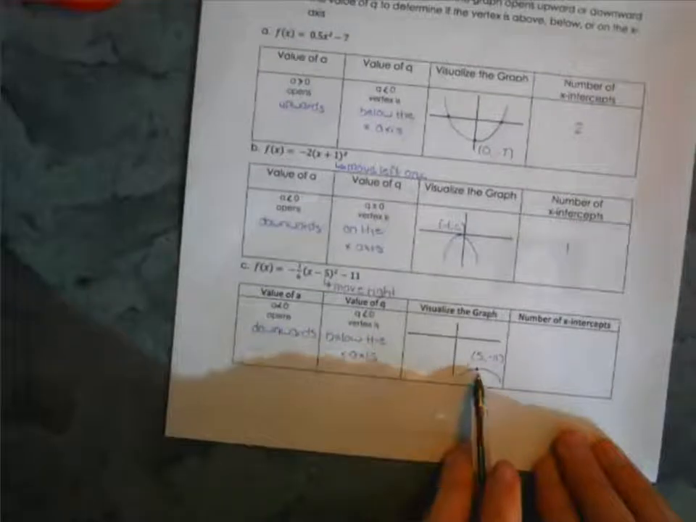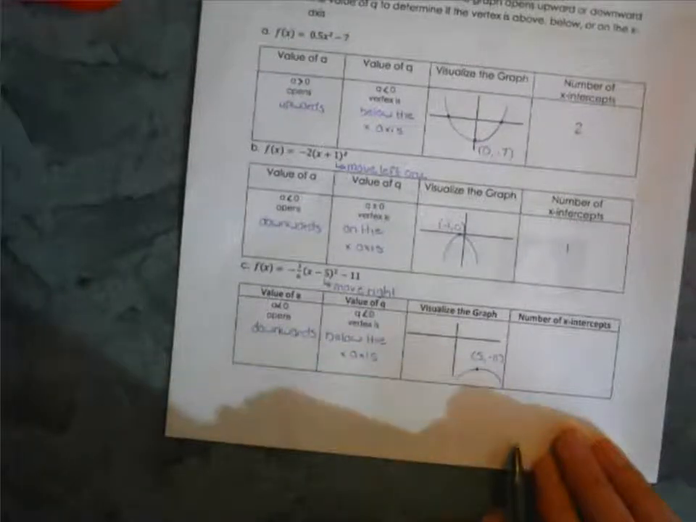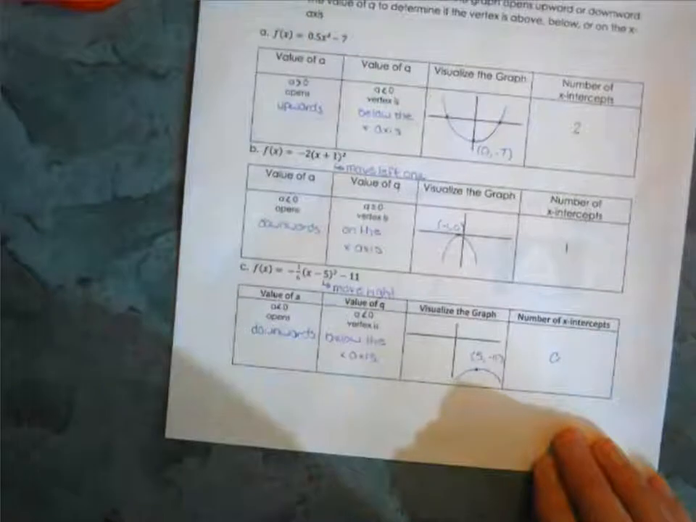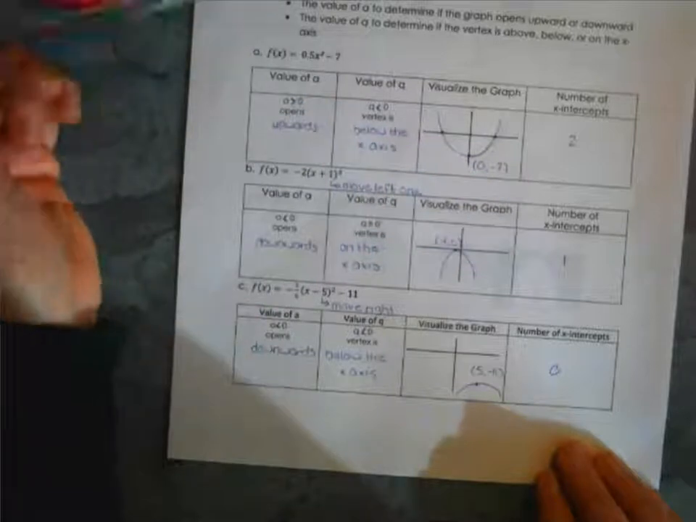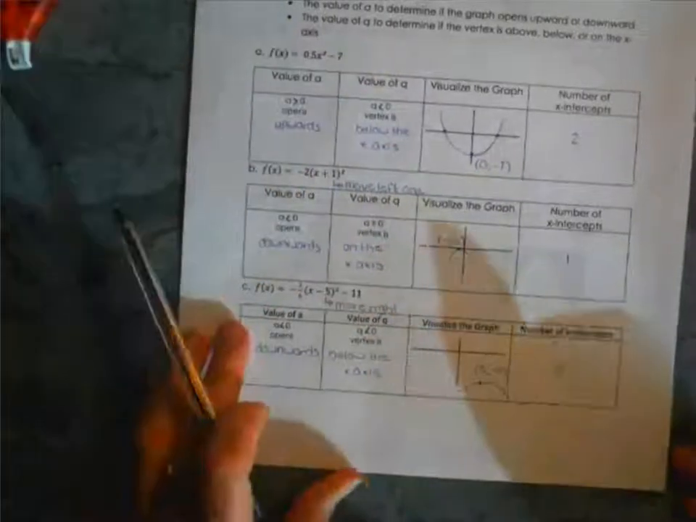How many x-intercepts are we going to have? Well, if our vertex is here and the graph can only go down from there, we're going to have 0 x-intercepts for this graph. So when you're asked to determine the number of intercepts, this is the kind of thinking that you need to do, is where it will be in relation to the x-axis.